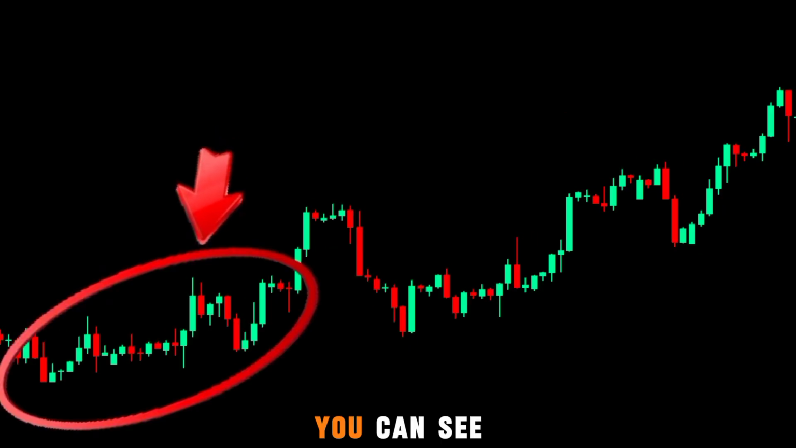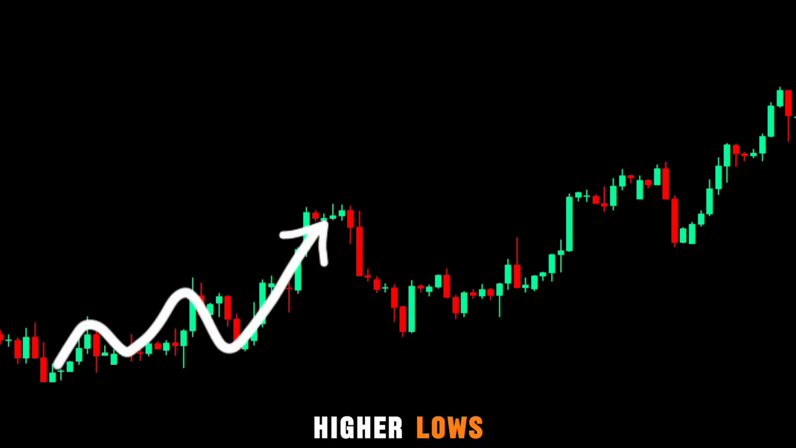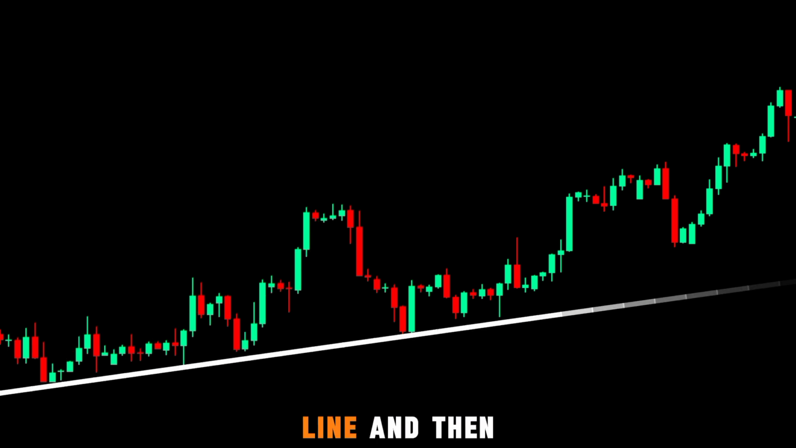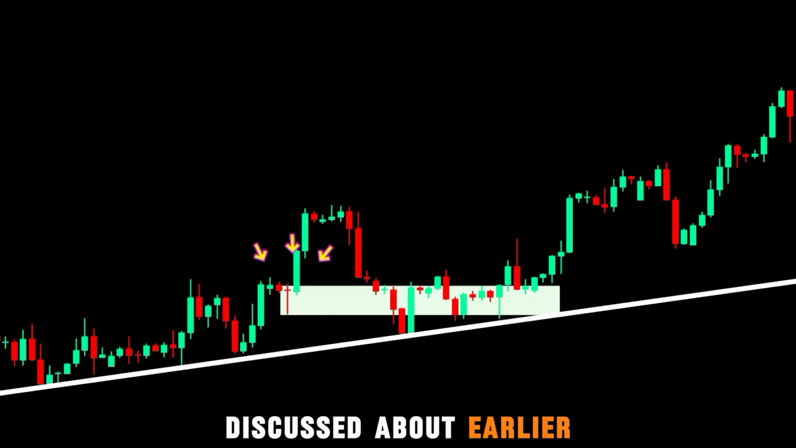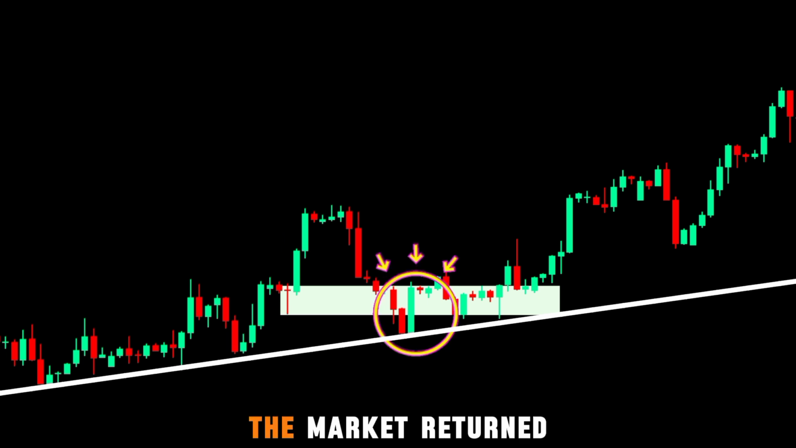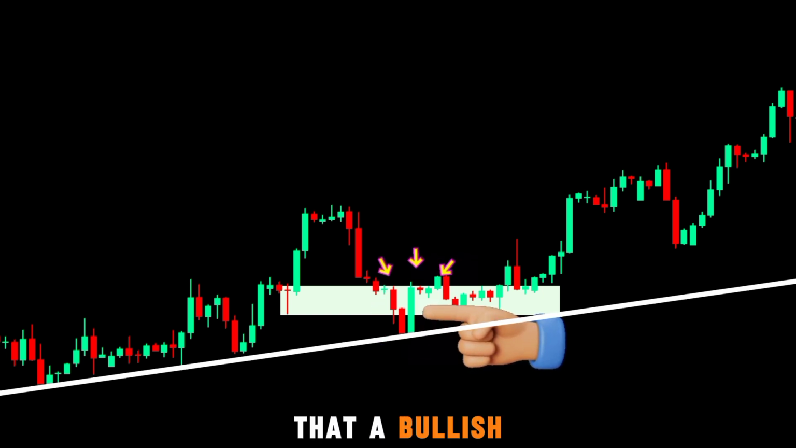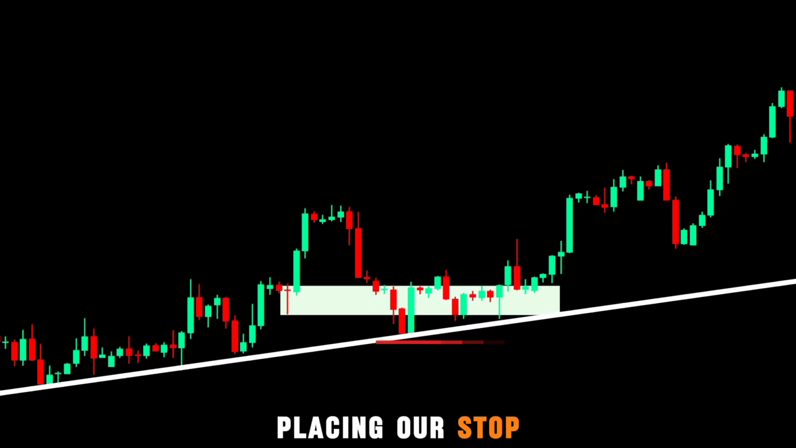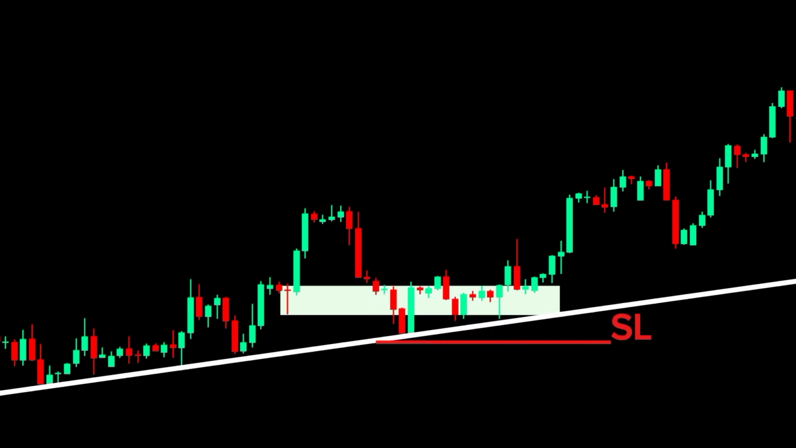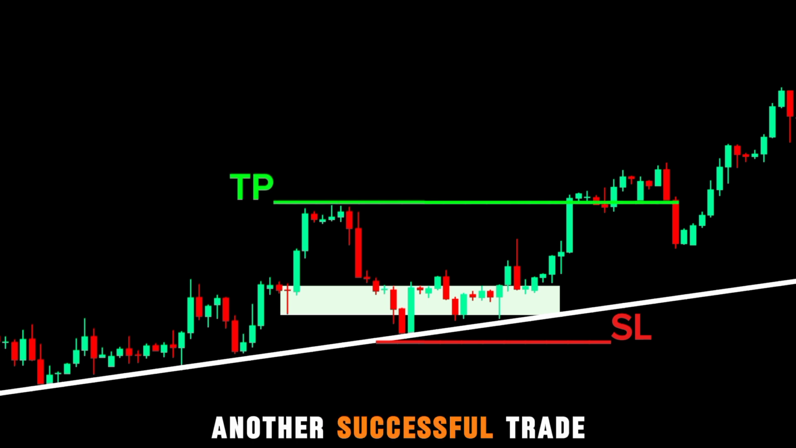Right here, you can see that the market is moving in an uptrend. See the higher highs and the higher lows. So we draw out our trend line and then our order block. Remember the flip order block we discussed about earlier? Alright, right here, the market returned to the trend lines and the order block, creating a strong confluence. And right here, you can see that a bullish engulfing candle formed, and with this, we can enter a trade, placing our stop loss below the engulfing candle and our take profit target at the next high. And that's it. Another successful trade.